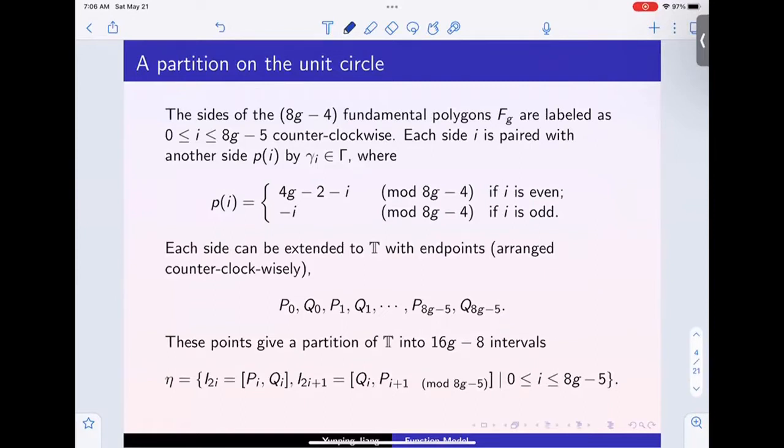Intervals, which we call eta. We use eta to mean a partition, right? You have a circle, then you partition it into many intervals. So I_2i is denoted as p_i q_i, I_2i+1 is denoted as q_i p_i+1. You take modulo 8g minus 5, right? So now you have these 16 minus 8g intervals.